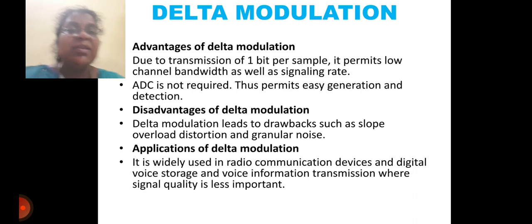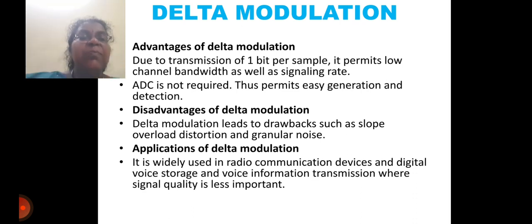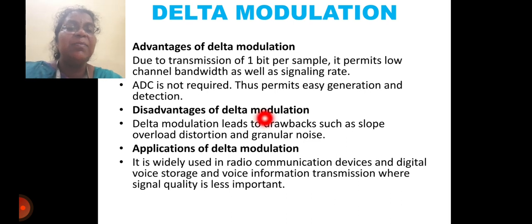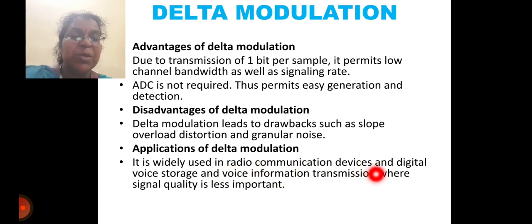So, the advantages of delta modulation. Due to transmission of 1 bit per sample, it permits low channel bandwidth as well as low signaling rate. ADC, analog to digital conversion, is not required, thus it permits easy generation and detection. Disadvantages of delta modulation: it leads to slope overload distortion and granular noise. As for application, it is widely used in radio communication devices, digital voice storage and voice information transmission. Mainly it's used for voice transmission where signal quality is less important.